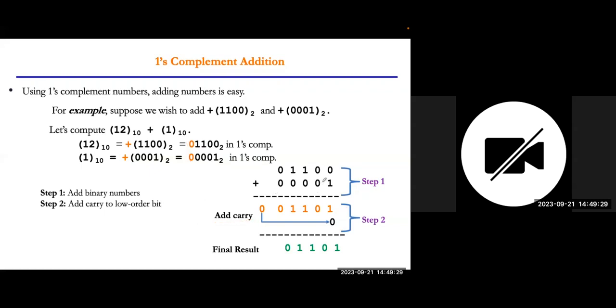So in this example, when you are adding this, if you get any carry bit here, that carry bit will be added to the lowest bit in this. So that will give the final result. This will help to design the arithmetic and logic unit, the one's complement addition.